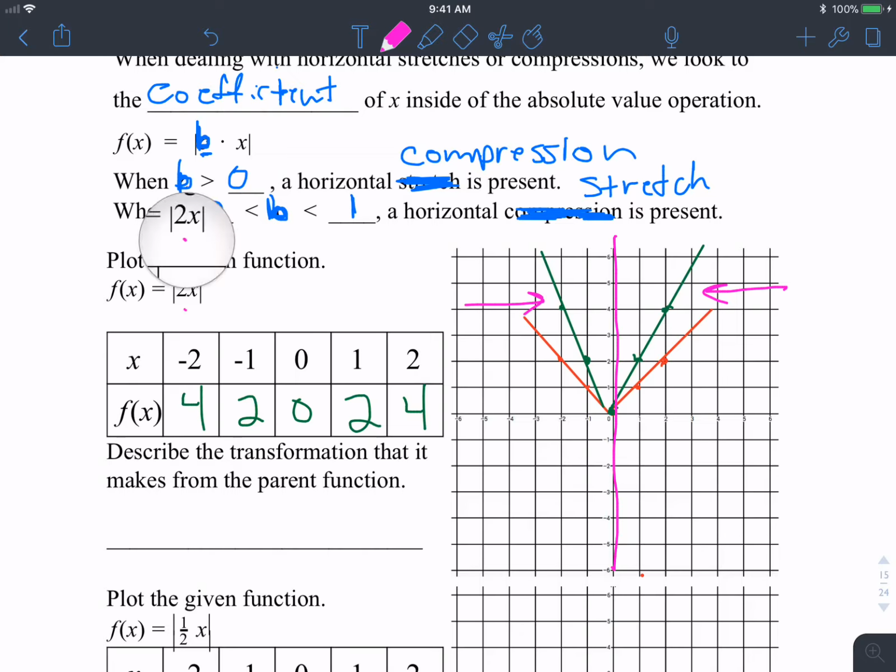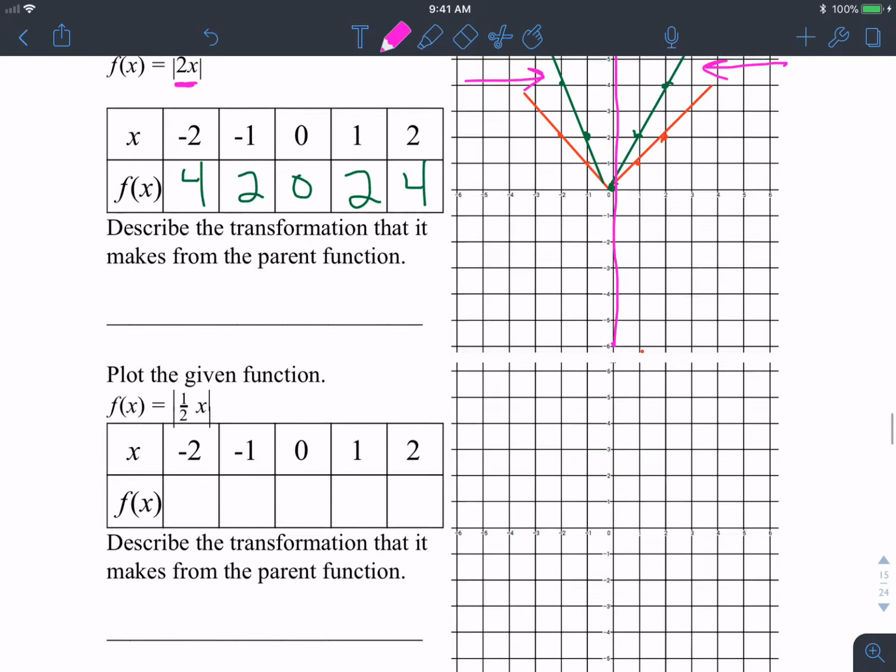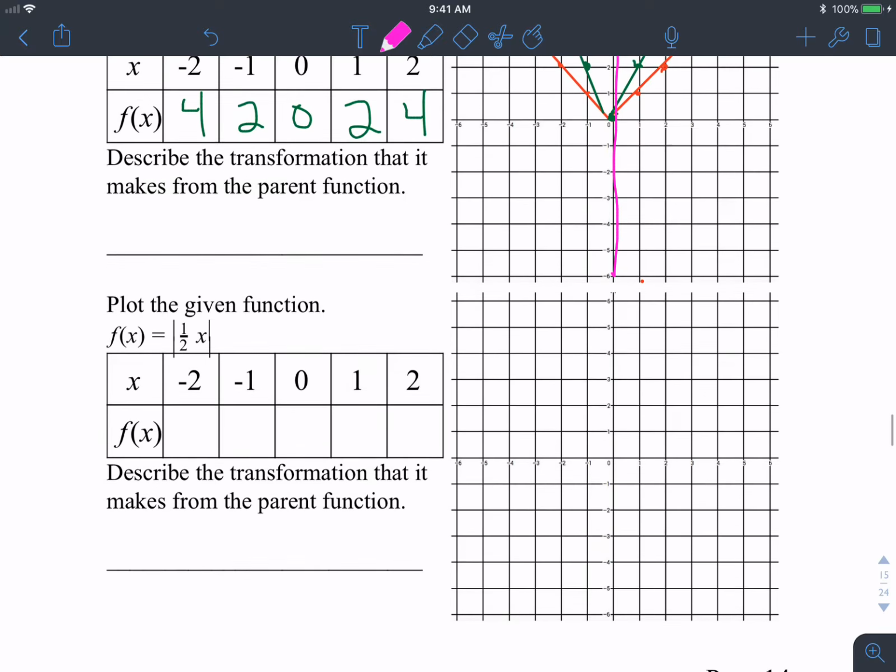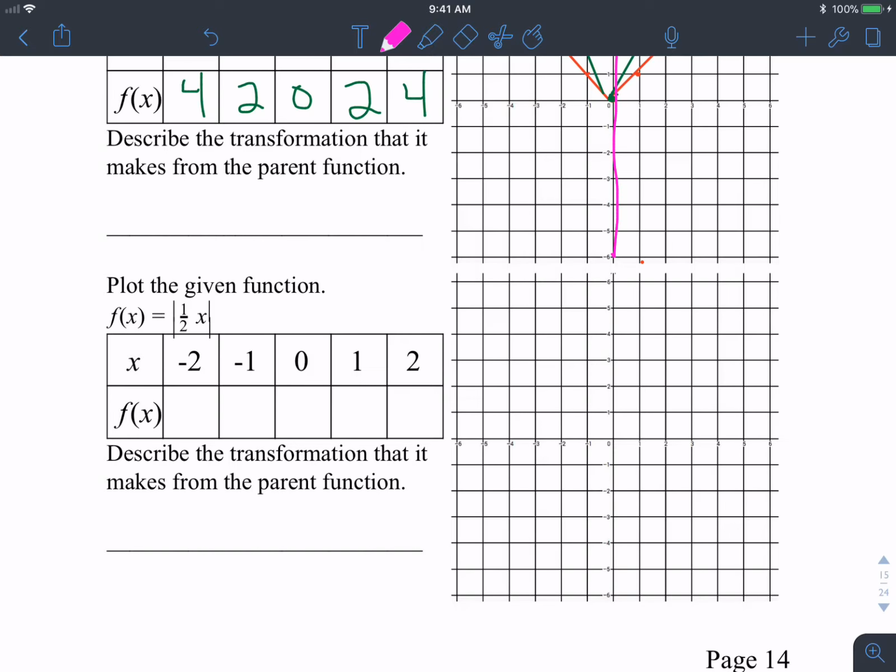So when the coefficient is inside that absolute value, it does kind of the opposite of what it does when it's outside with the vertical stretch. Let's come down and explore more. Again, let's draw our parent function first. And then let's plot some points.